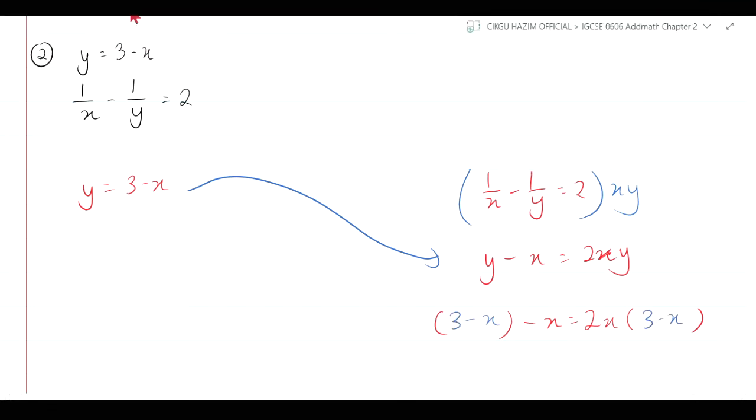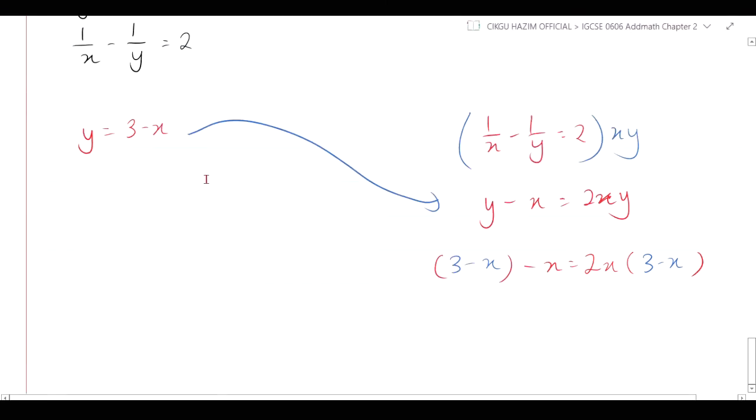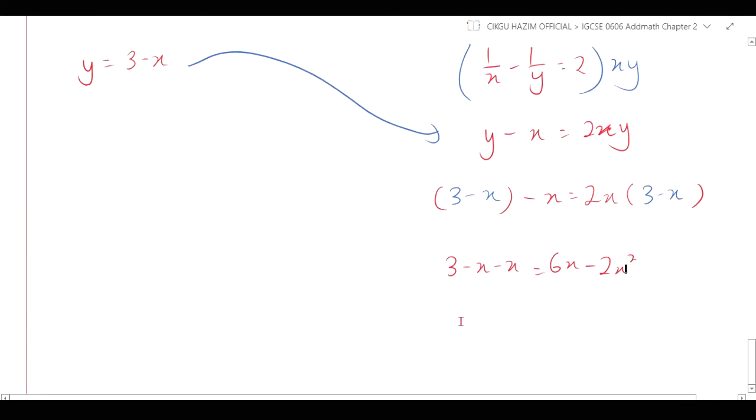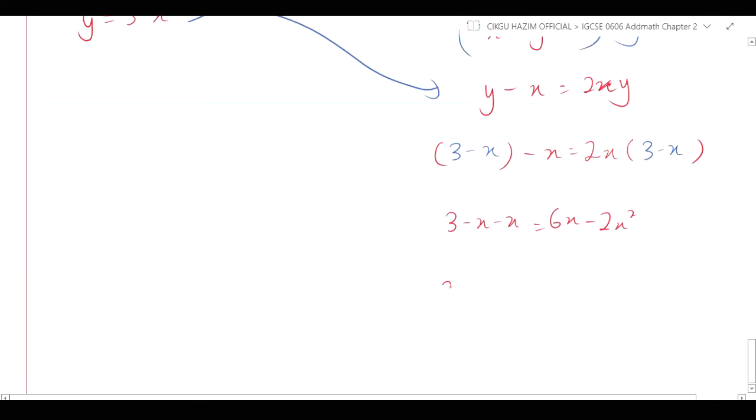Okay, open up the bracket. How do you open up the bracket? Open it as usual, and this is going to be 3 minus x equals 2x multiplied by 3 is 6x, and 2x multiplied by negative x is negative 2x squared. And you try to rearrange everything in terms of a quadratic. So 3 minus 2x, move everything to the left side, now minus 6x plus 2x squared equals 0. So 2x squared minus 8x plus 3 equals 0.